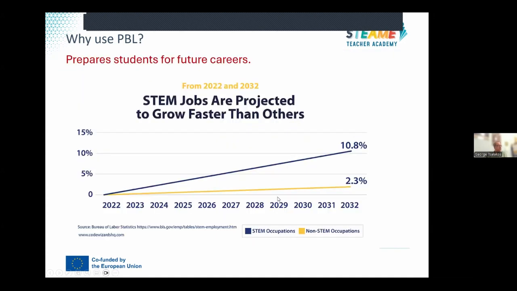Why we have to use project-based learning? You see here a graph about the growth of jobs, and you see that the STEM jobs are growing faster than other jobs, and we have to prepare our students for these needs of the society.